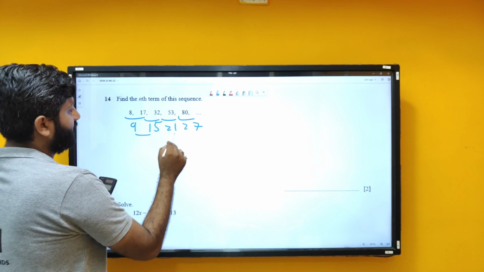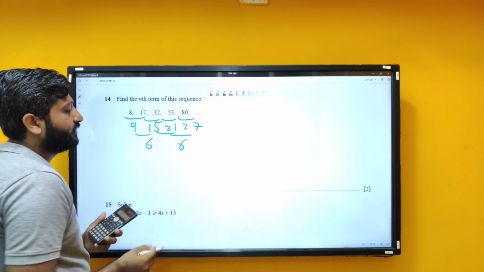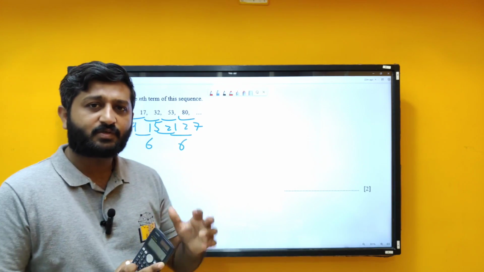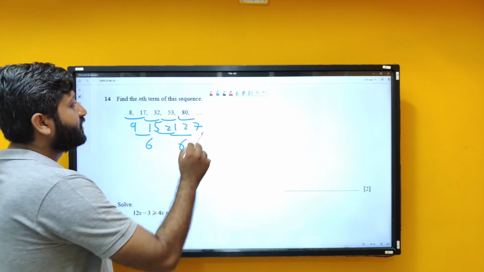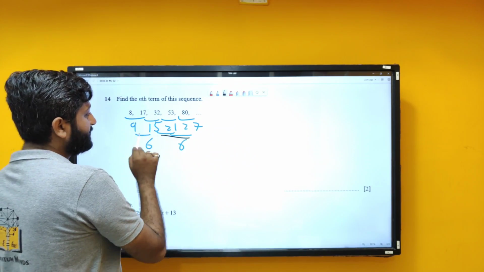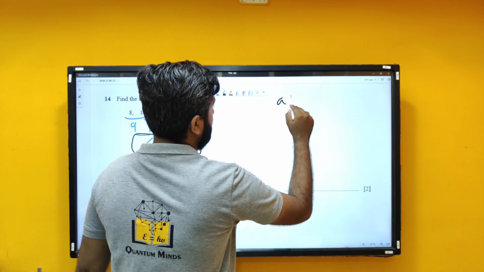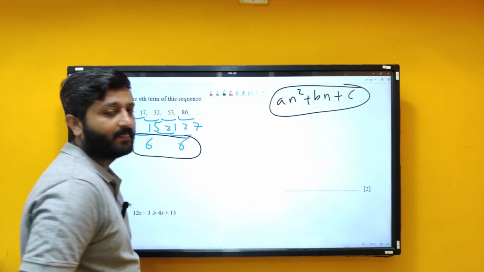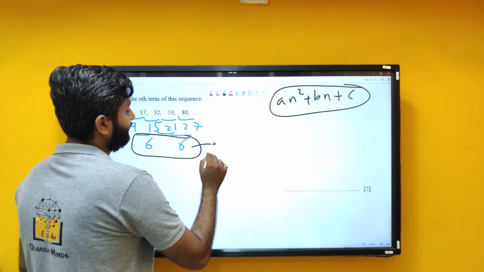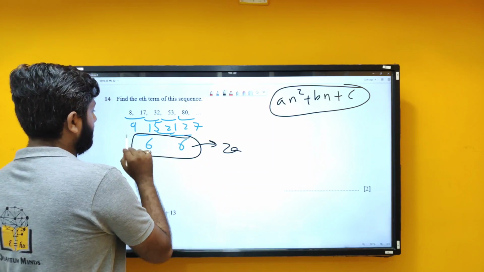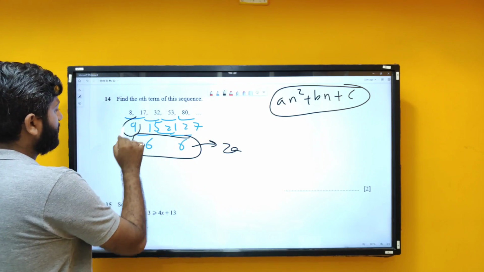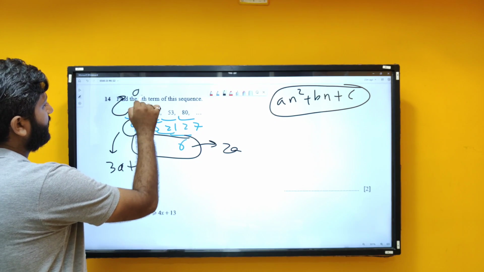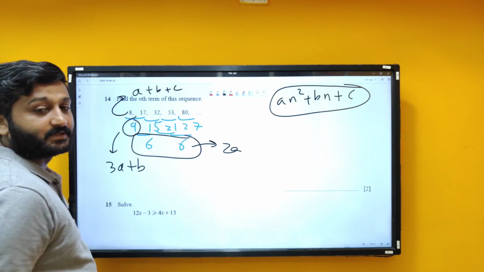Yes. So now 6 and 6. So now the common difference which we have is 6, right? But when did we get the common difference? When we subtracted the second time, right? So the general formula when we get the same difference the second time is an square plus bn plus c, right? Now we'll have to compare 6 with 2a, 9 with 3a plus b, and 8 with a plus b plus c, right?